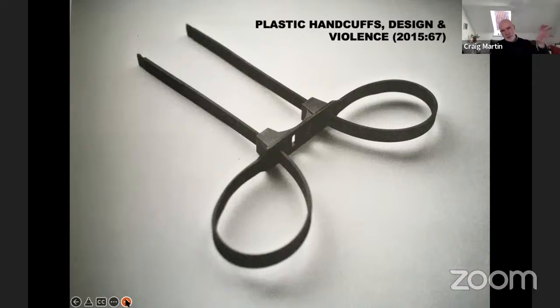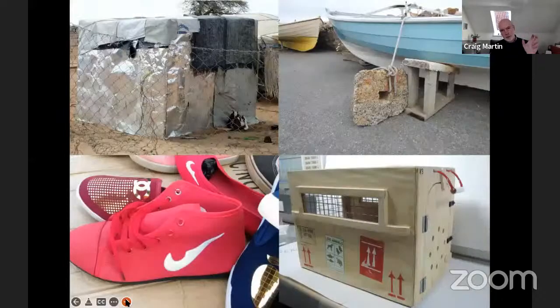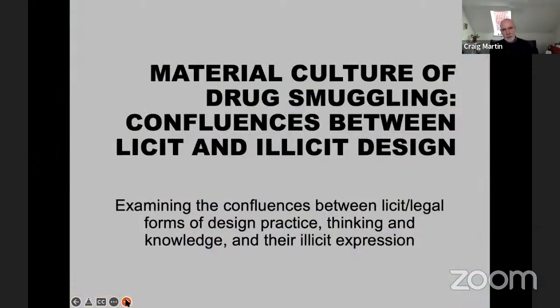Okay, so based on these points about asocial design and the hidden agendas of design, I'm going to move on now briefly, because I'm aware that I'm running slightly over time, to talk about one of the case studies that I mentioned earlier. In particular, I'm going to talk about the material culture of drug smuggling. What I want to focus on here is the confluences between traditional forms of licit or legal design and, in this chapter in the book, what I call illicit design.